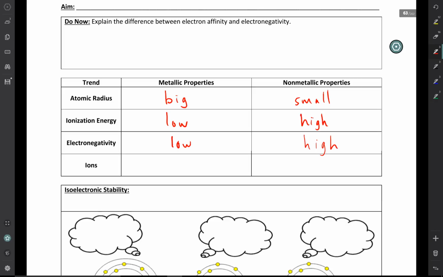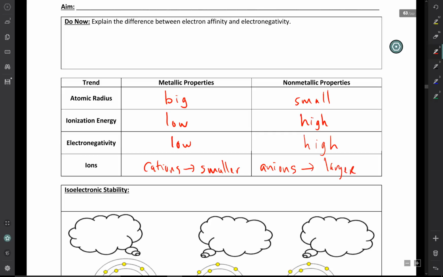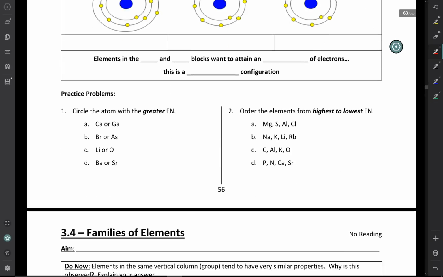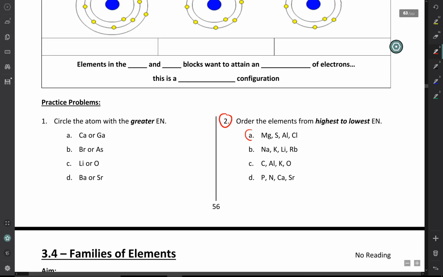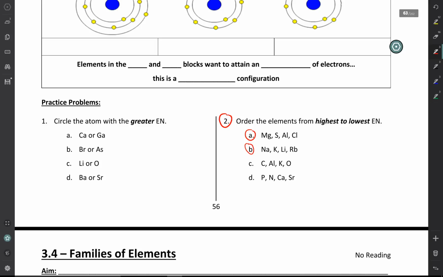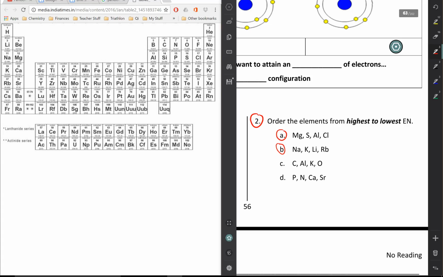And finally, with the ions, we know that metals form cations. They're going to be smaller than the neutral atom. Non-metallic elements tend to gain electrons and form anions and end up being larger than the neutral atom. Great. So let's finish up with some practice problems, and I want to take a look at questions 2A and B. So pause the video, get out your periodic table, and see if you can rank these from highest to lowest electronegativity.